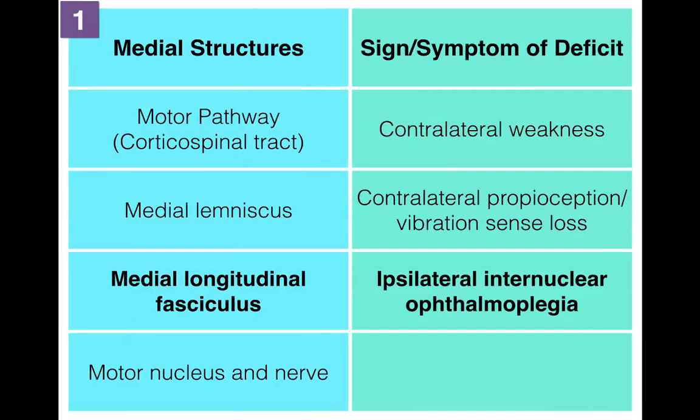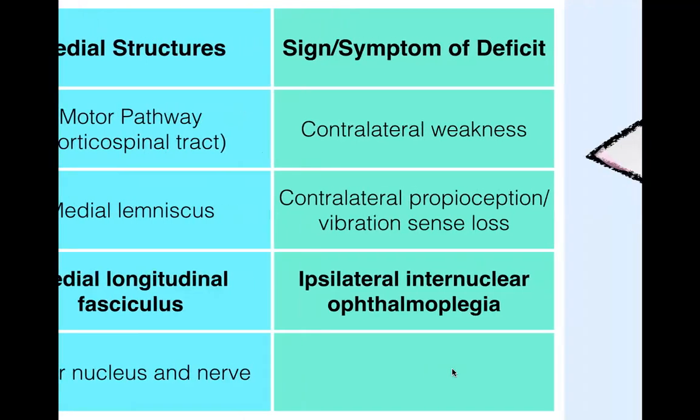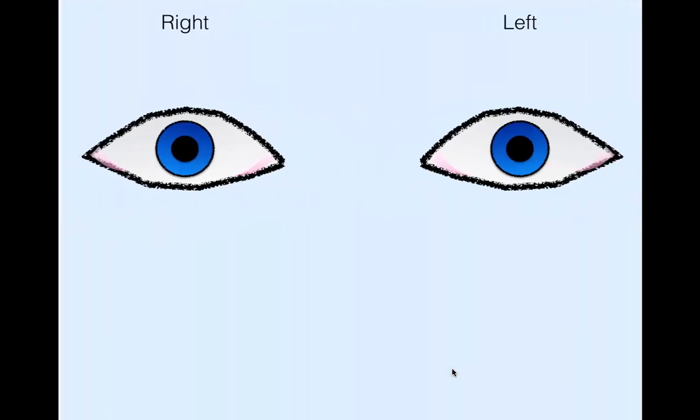Okay, so the third medial structure is the medial longitudinal fasciculus. If there's a lesion here, the manifestation is ipsilateral internuclear ophthalmoplegia. Let's review this pathway. This pathway is responsible for the coordinated side-to-side eye movement.